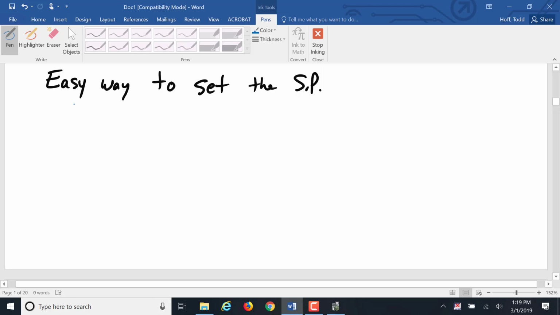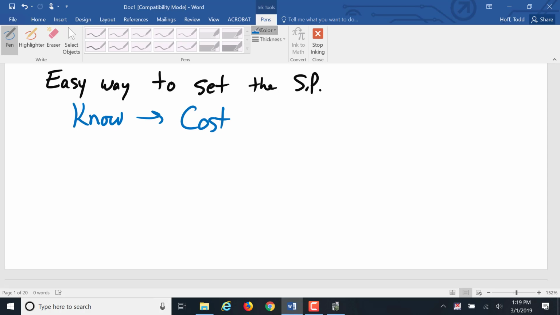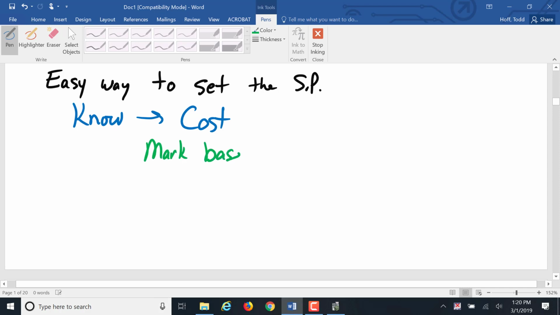Well, one thing that we know about a product is we always know what it cost us. If we're that distributor, we know what we paid for the product. So the easiest way to set a selling price is to simply take a percentage of that cost and add it on to get a selling price. That is a markup based on cost.